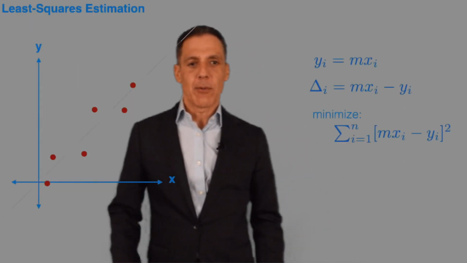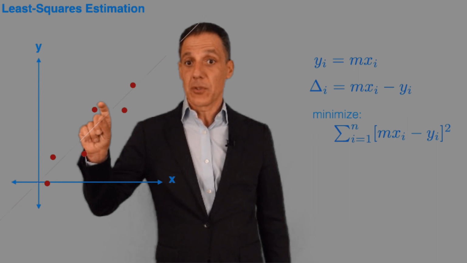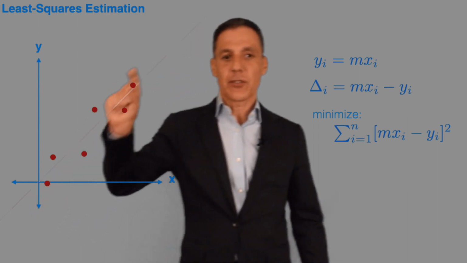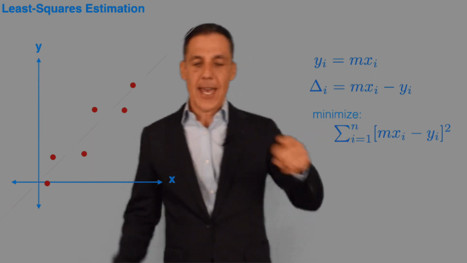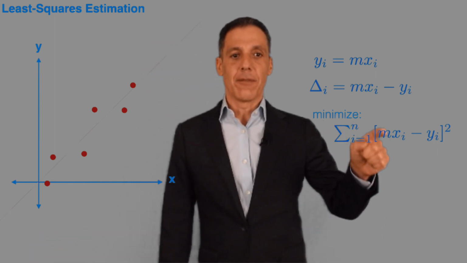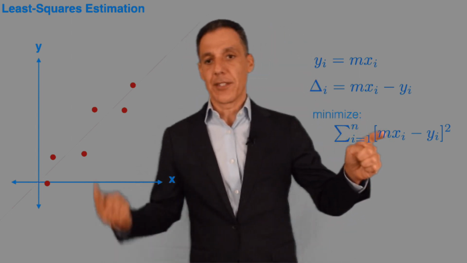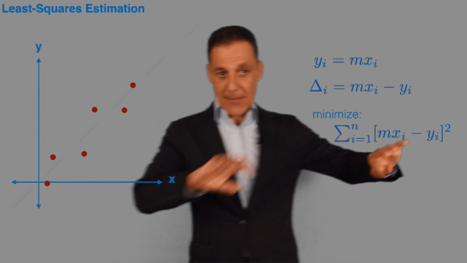Good. And remember that what we want to do now is take that delta, parameterized for each point, and sum up all those values for all points. So I have the summation from i equals 1 to n, there are n points, of m, that's what I'm trying to solve for, times the x component of the data point minus the y component of the data point, and then the whole quantity squared.